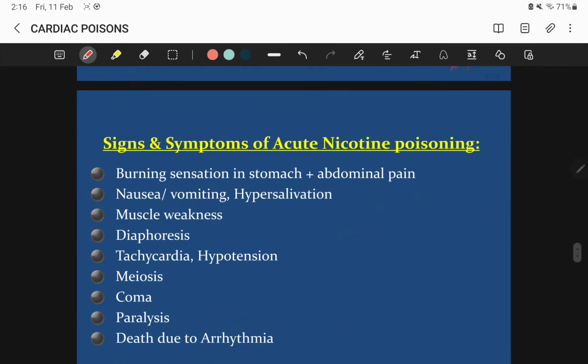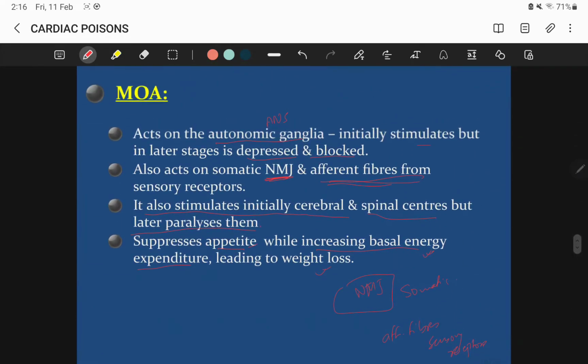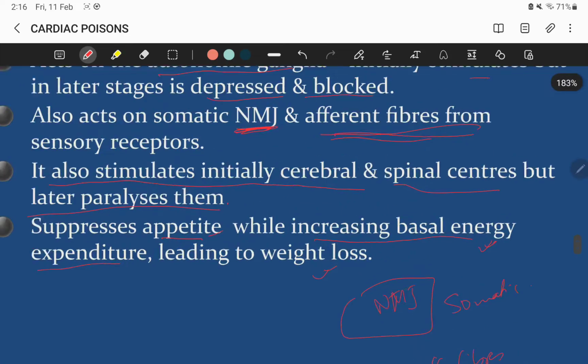So that's how it works. But don't go and take nicotine just for the sake of weight loss.